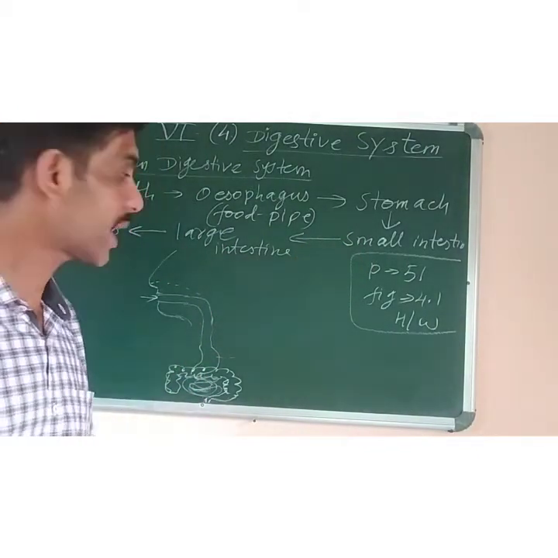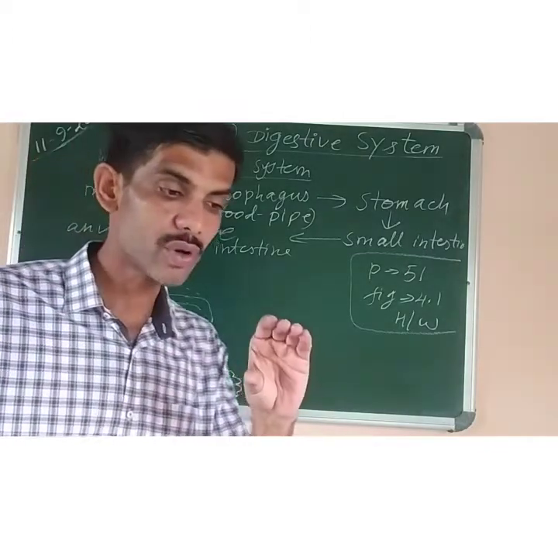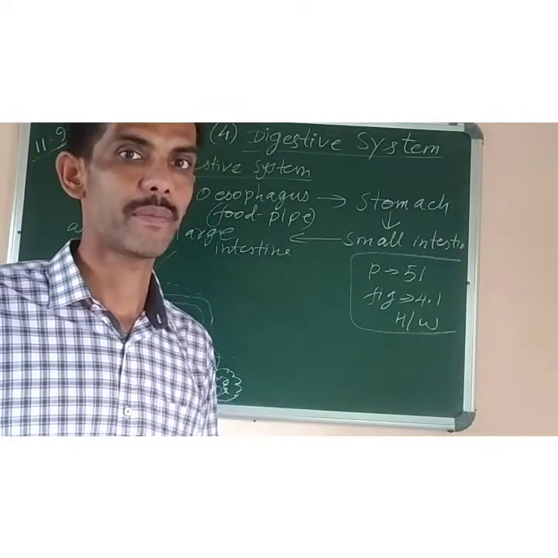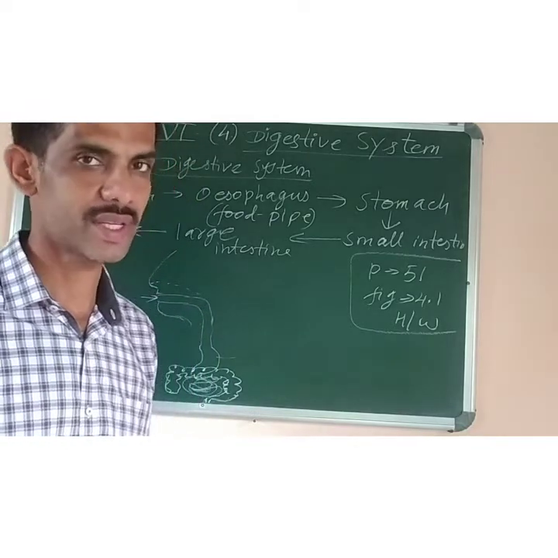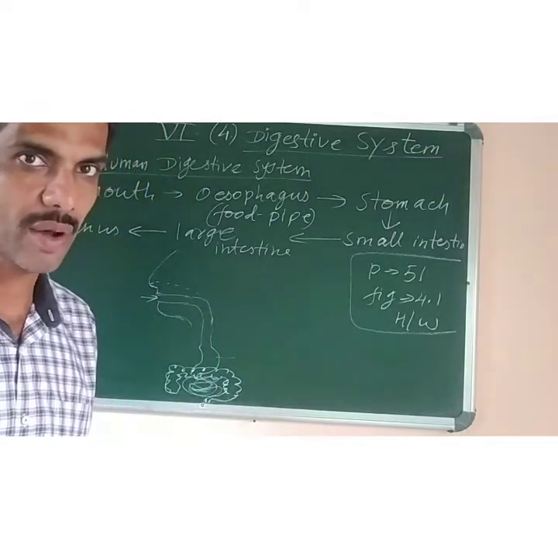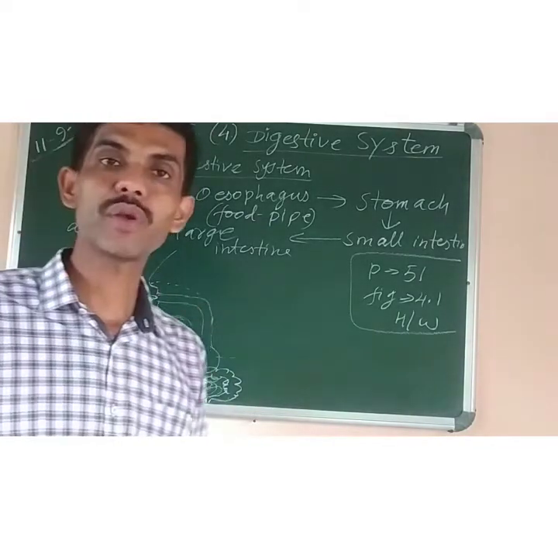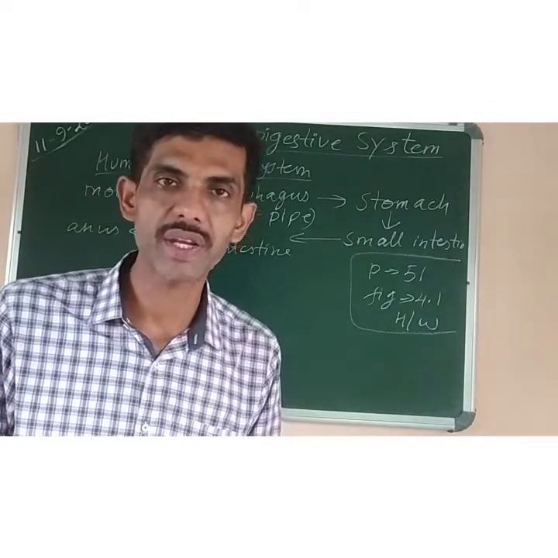We have an organ called the pancreas also, which is found in the U-shaped arm of the duodenum. The duodenum is a part of the small intestine. We will study about them in detail later. And it produces a digestive juice called pancreatic juice.